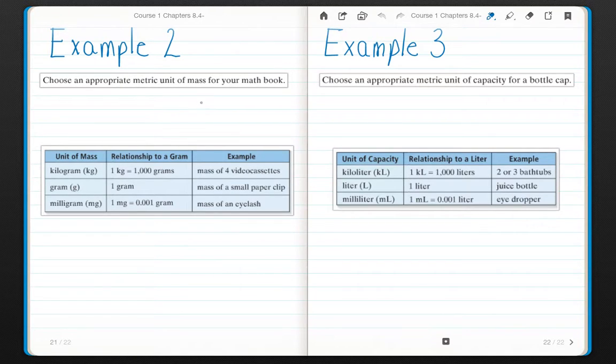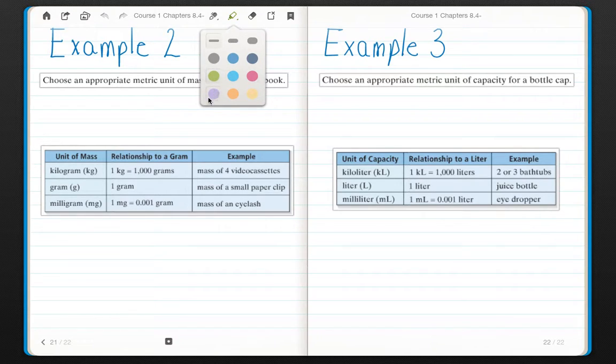So example 2, mass. Choose an appropriate metric unit for the mass of your math book. Now, mass can get a little trickier. A gram really doesn't weigh very much, okay? A gram is like the mass of a small paper clip. So imagine holding a paper clip in your hand. That really isn't very much. A milligram is 1,000th of that. That's like the mass of an eyelash. You can't even feel that if you hold an eyelash on your finger. A kilogram is 1,000 grams, about the mass of 4 video cassettes. That's dated. You probably don't even know what those are.